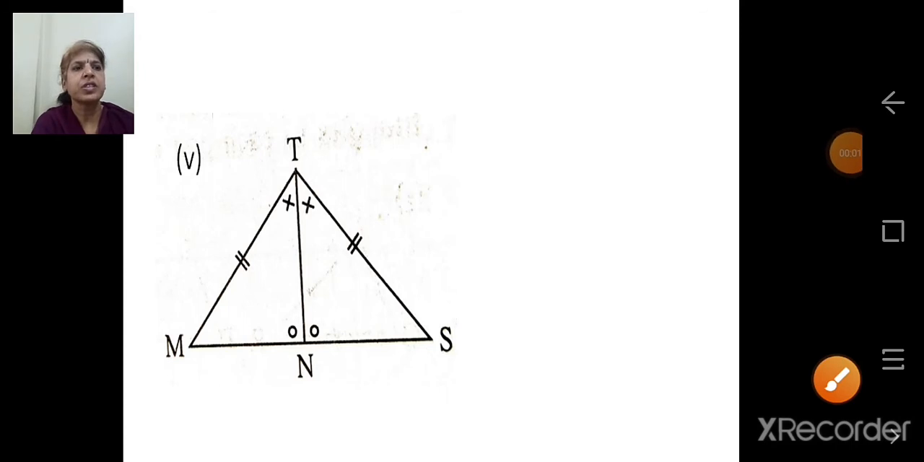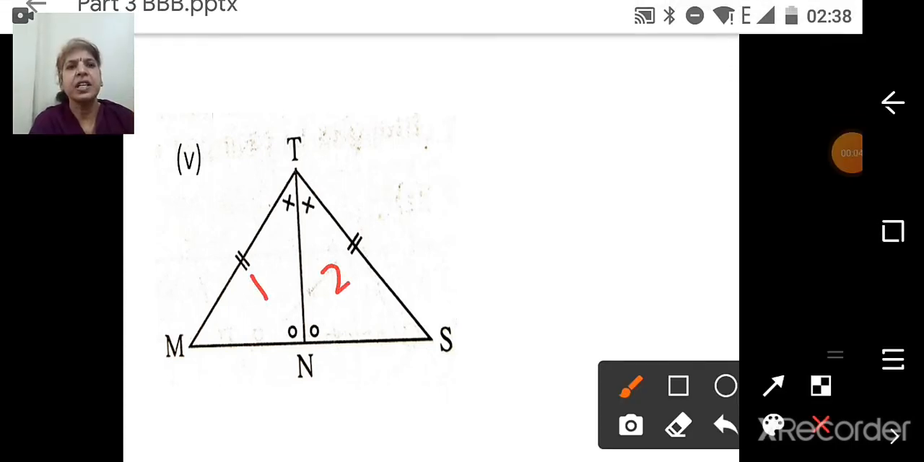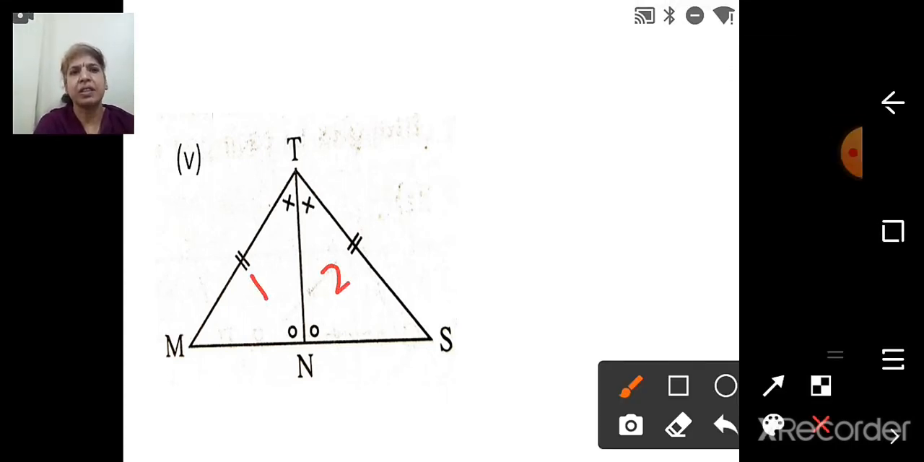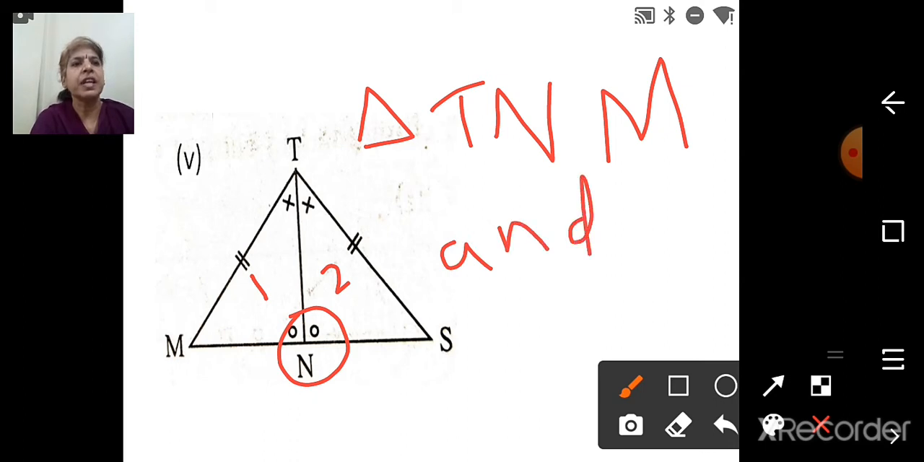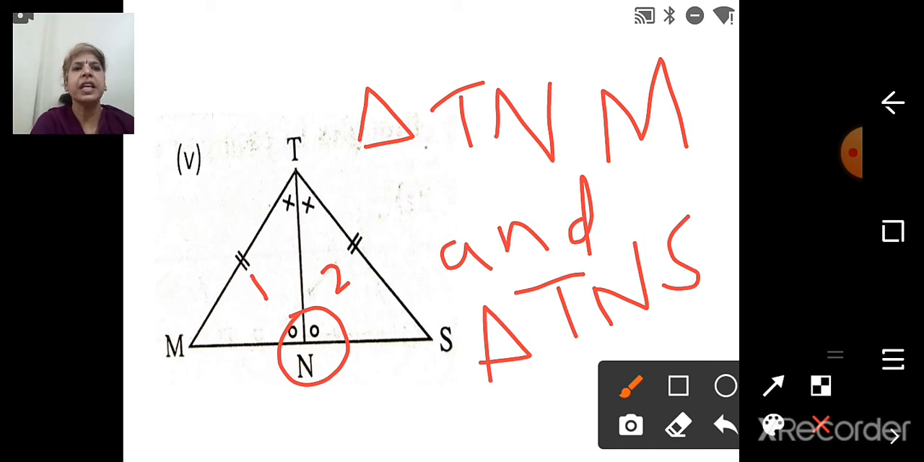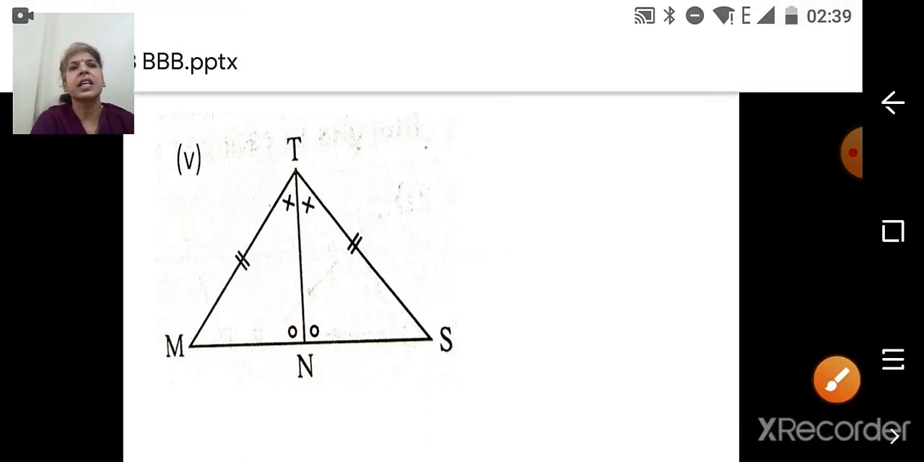Now look at these triangles. This is the first triangle, this is the second triangle. So if we name it, how will we name it? In the triangle, T corresponds with T, and N corresponds with N, and here it is M. So we can say TNM, and which is the other triangle, children? TNS. If you write the names correctly, that also we can take as correspondence.